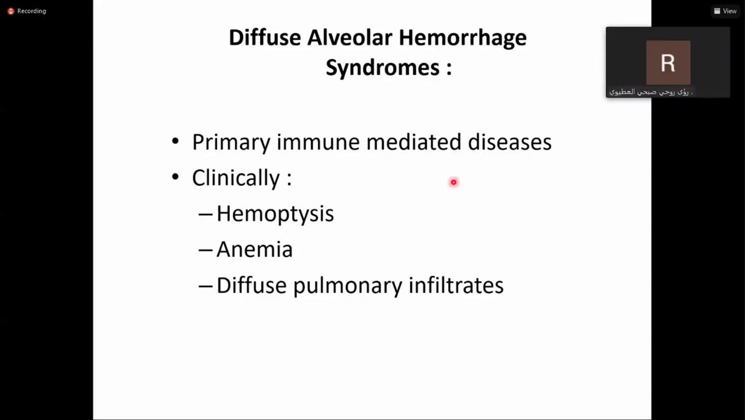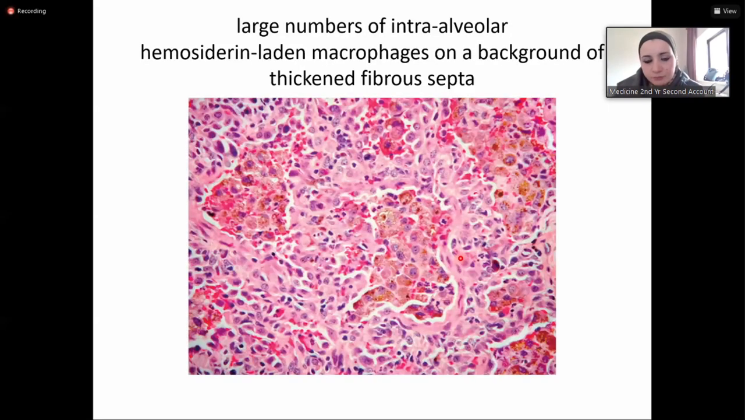Coughing up of blood. Yes, coughing up of blood. Excellent. Why? Because the alveoli are filled with blood. Once they cough, blood comes out instead of air with the cough. Then anemia, which is iron deficiency anemia, because there is loss of blood in the alveoli. And diffuse pulmonary infiltrates, because there is blood instead of air. The alveoli are filled with blood.